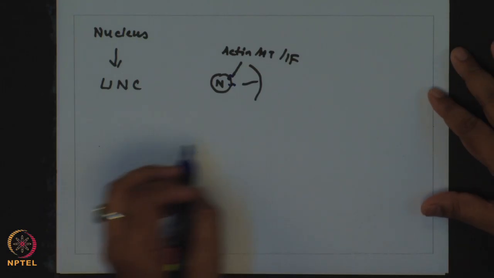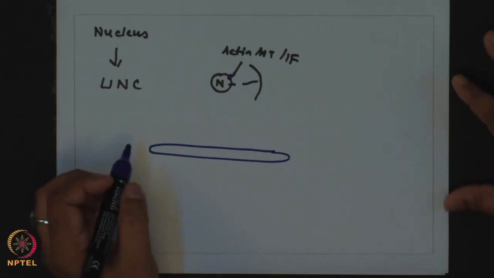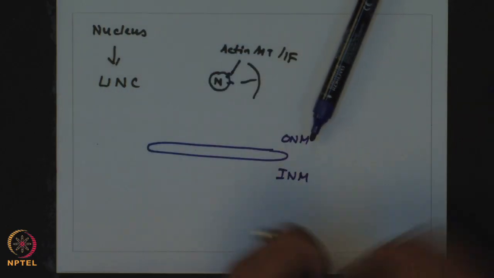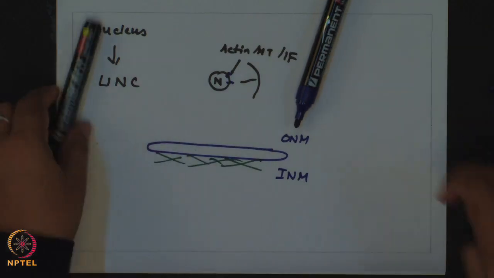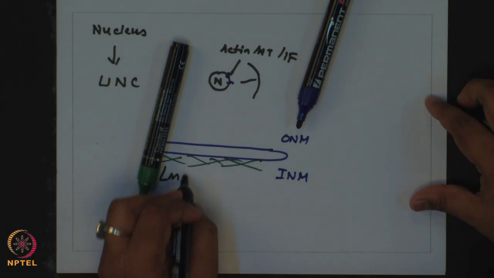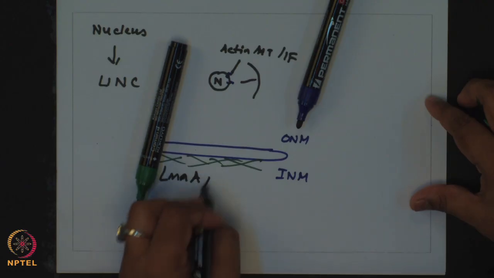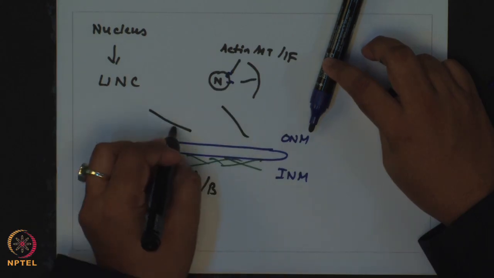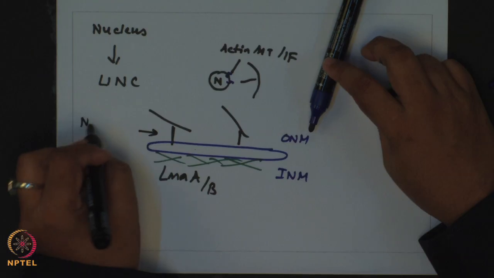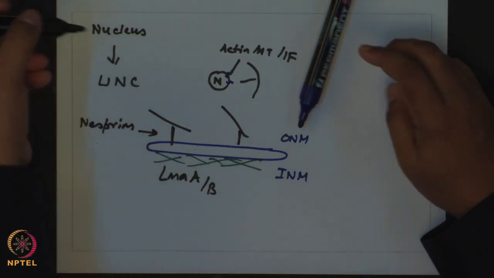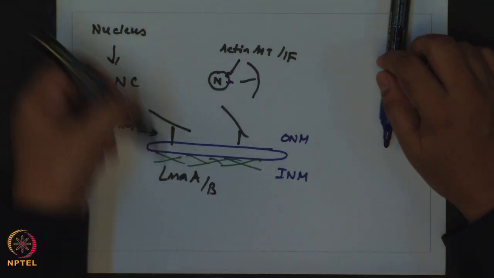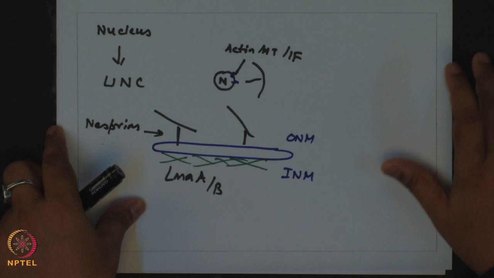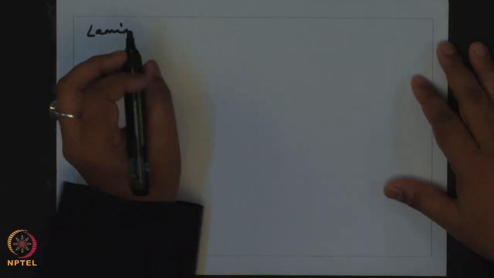So, if I zoom in, the nucleus actually is a double membrane system. You have the outer nuclear membrane and the inner nuclear membrane. Inside the inner nuclear membrane you have the network of lamin proteins. These include lamin A and B. And outside, to the cytoskeleton, you have these links which are mediated by nesprins. So, this establishes a direct physical connection from outside the nucleus to the inside of the nucleus.